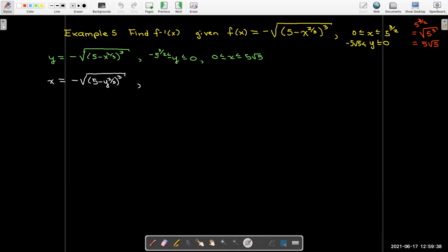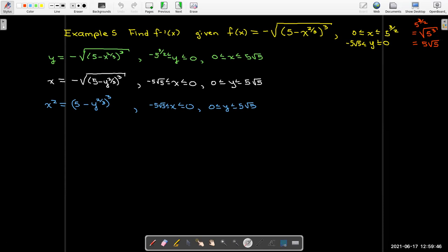And now I'll swap the x and the y. That means I do the same with the restrictions. And now this is where the algebra gets a bit challenging. The first step isn't too bad. I want to undo the radical. So I'm squaring both sides.